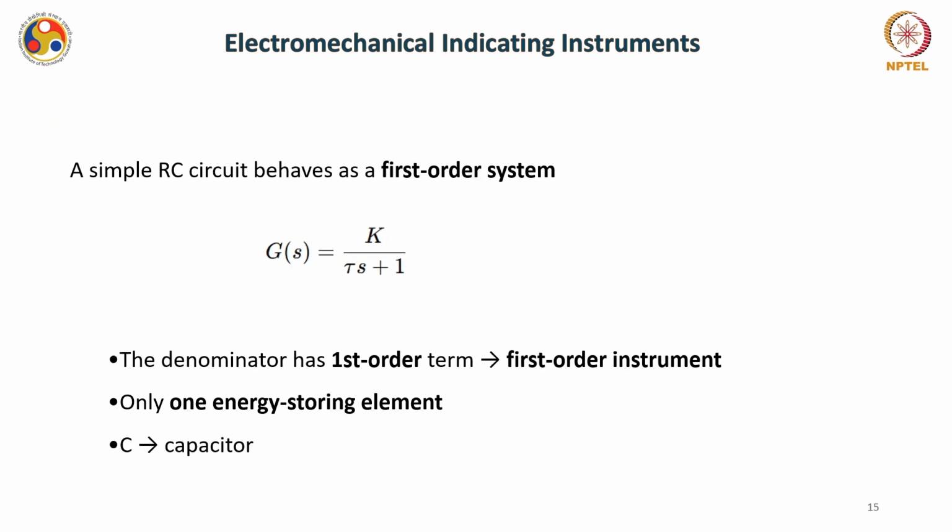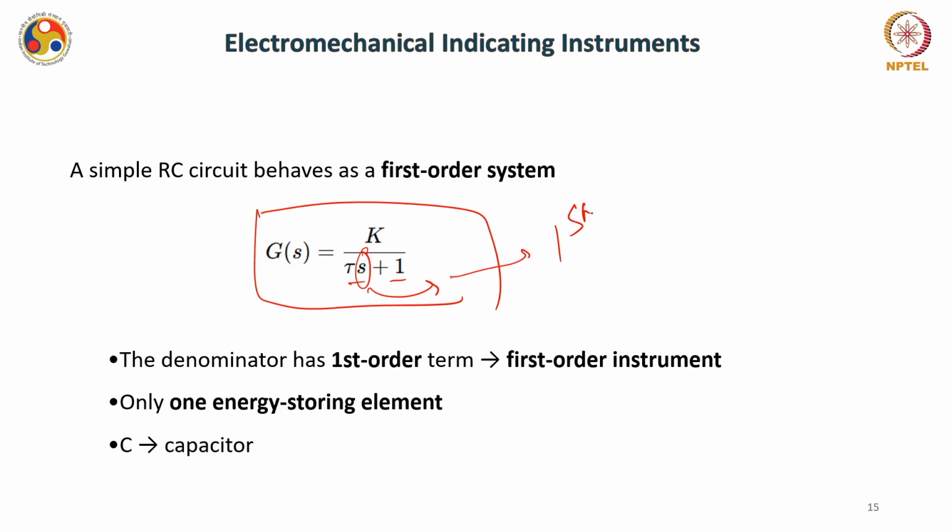So let us try to understand this from the transfer function point of view. Now consider that a simple RC circuit has a transfer function like this: K / (τs + 1). You can see that this s parameter has a single order.